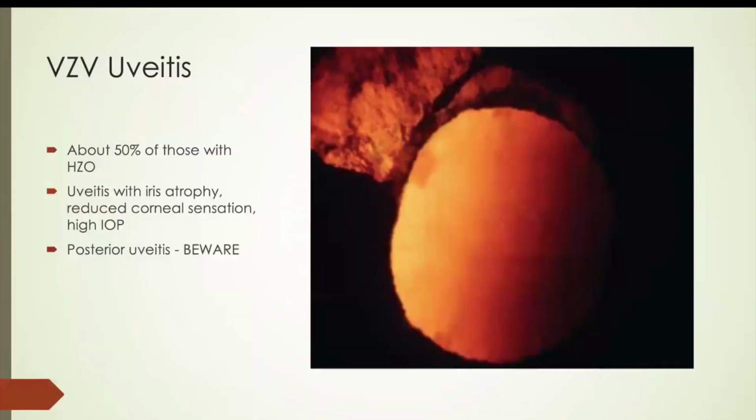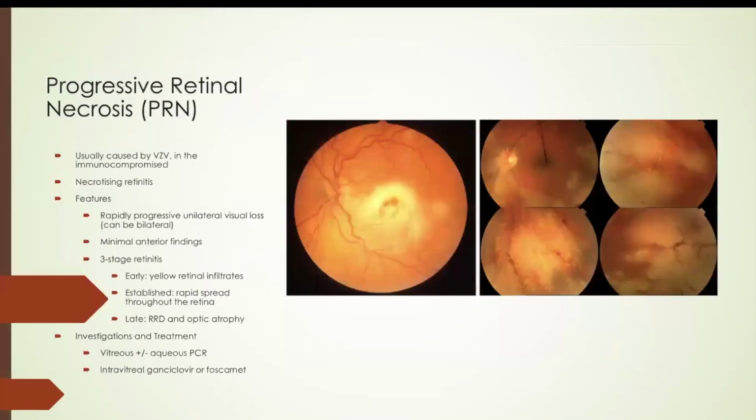A quick comment on varicella. So varicella uveitis, it's present in about 50% of those with HZO. So make sure you're looking for this. If somebody comes in with shingles and some cornea uptake with some fluorescein, make sure you're looking for some inflammation. You might see some iris atrophy. They may also have a high IOP. But if you find a posterior uveitis, be very, very alert and make sure you have a good retinal exam, because these are patients that may be suffering from really quite devastating retinal disease, which we'll talk about now.